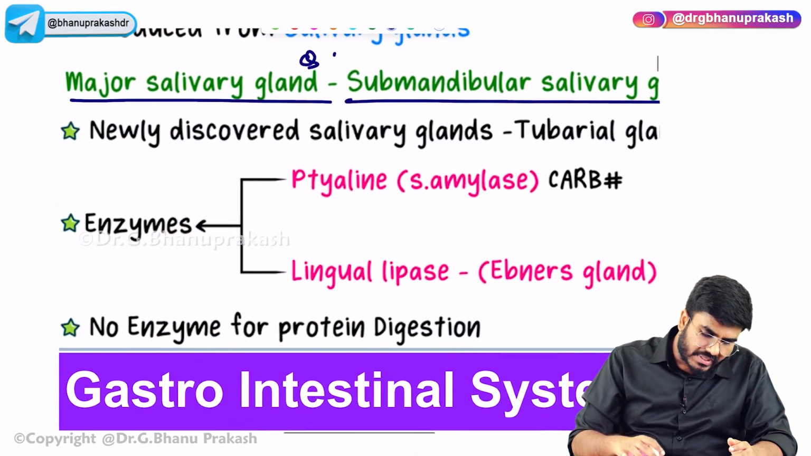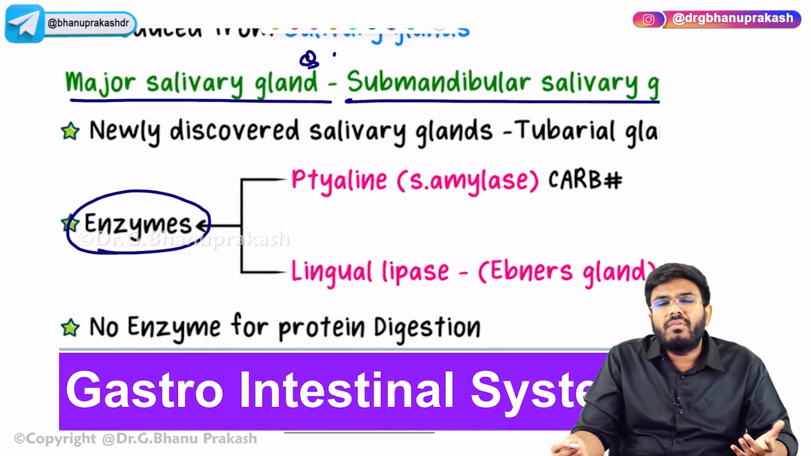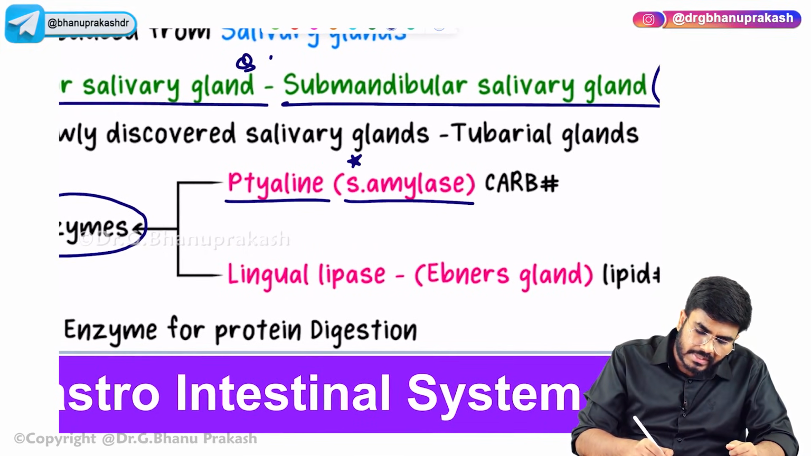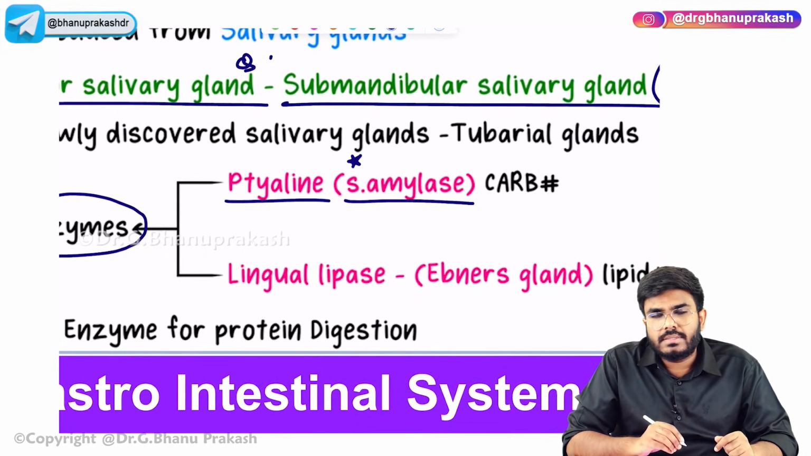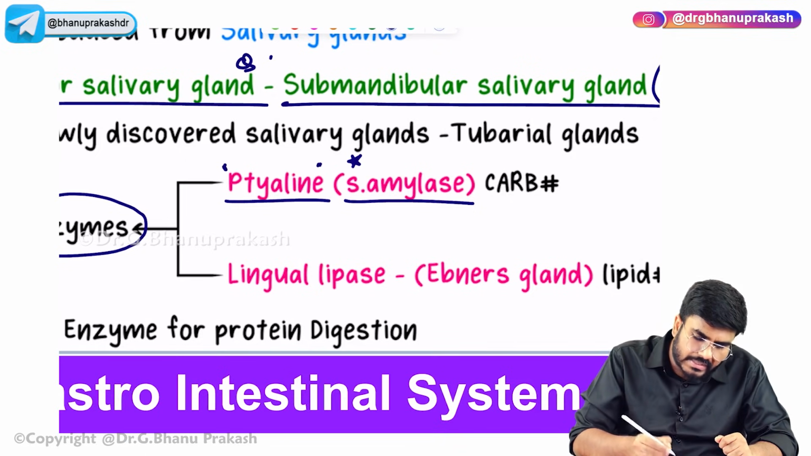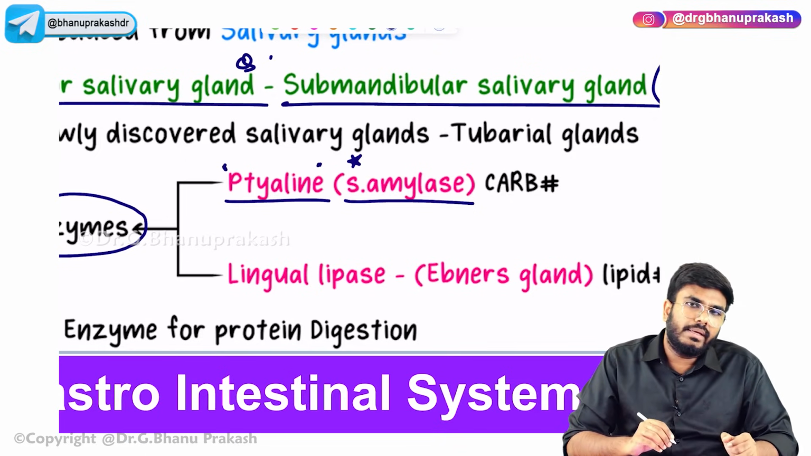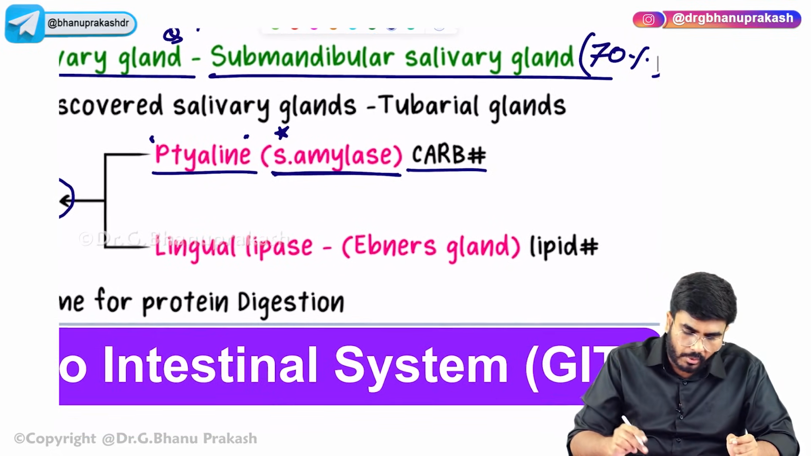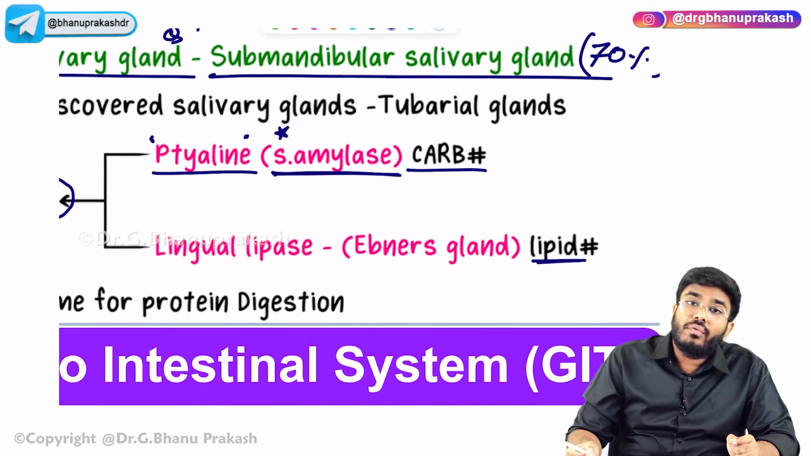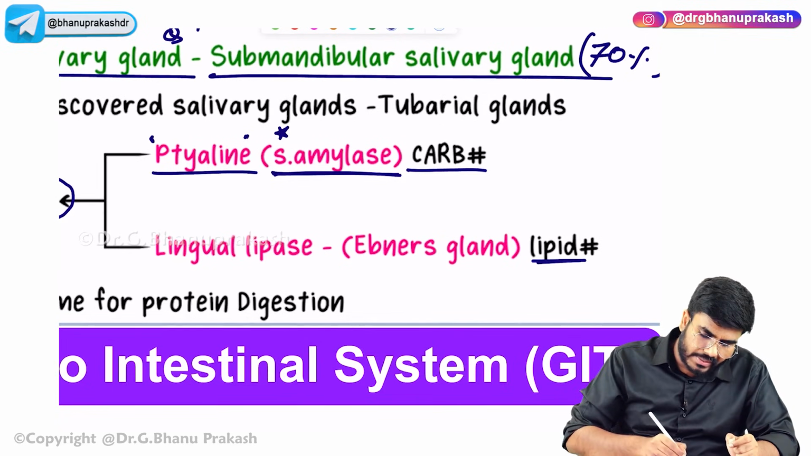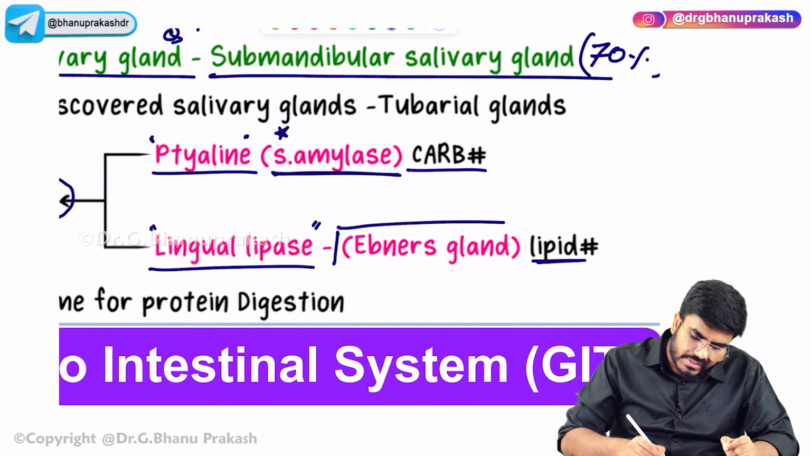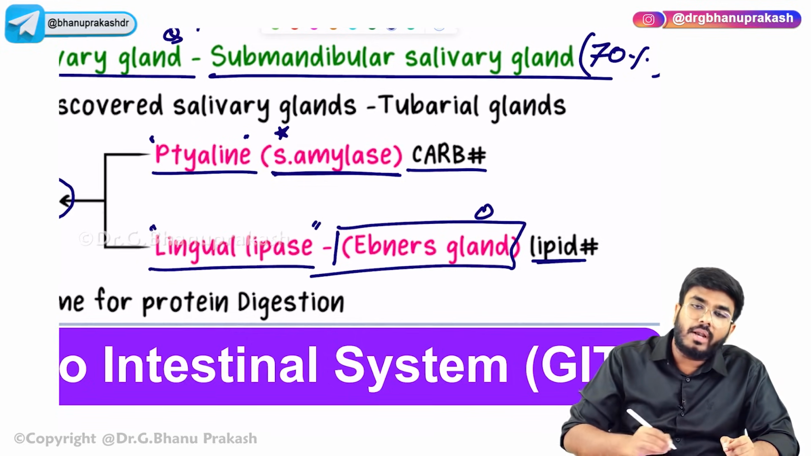Next, what are the enzymes present in your saliva? Saliva contains a carbohydrate digesting enzyme called amylase. Its name is ptyalin, the salivary amylase. It helps in the digestion of carbohydrates. And for the digestion of lipids, there is lingual lipase. From where is this lingual lipase coming? It's coming from Ebner's glands, an important MCQ.